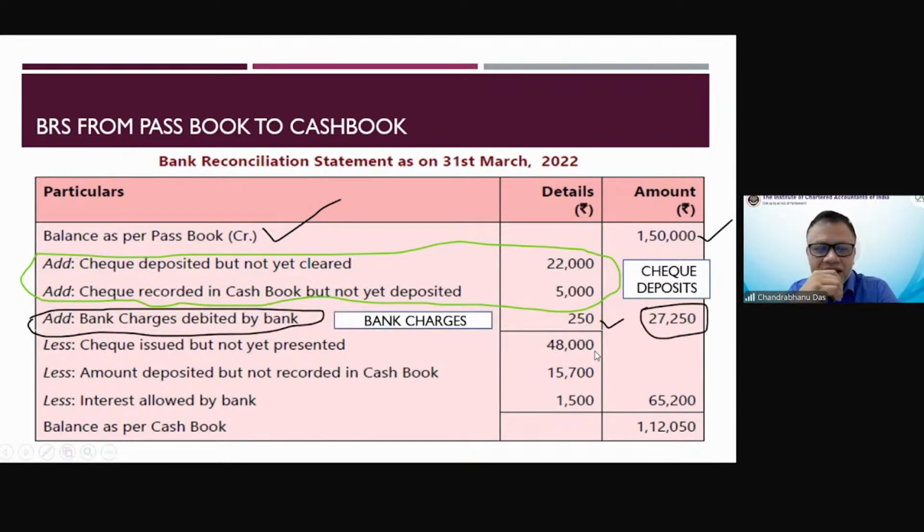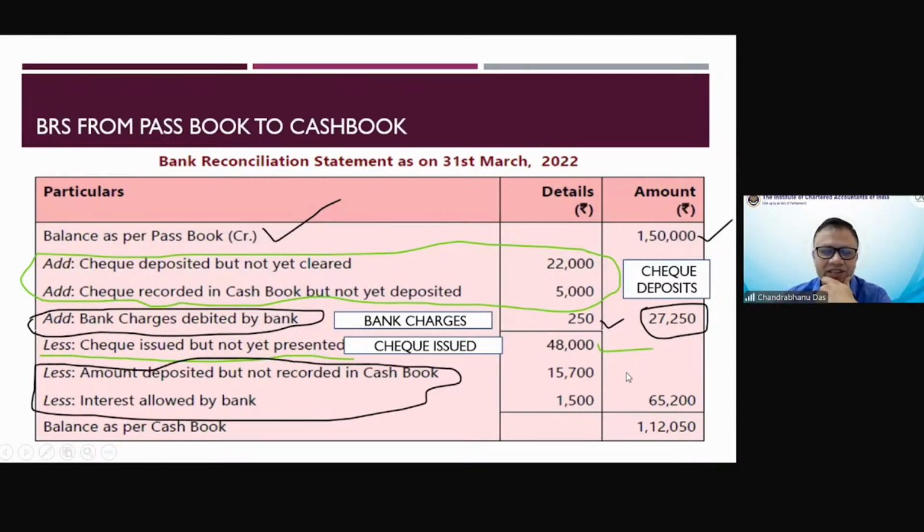So now you can add the bank charges because you are arriving at the cash book balance. You don't need those bank charges. Whatever bank charges deducted are added back. And then what we do is checks issued but not presented. So whatever is the checks issued and not presented, that is subtracted to arrive at the cash book balance. And then amount which is deposited but not recorded in cash book and the interest which is allowed by bank, both of them are deducted.